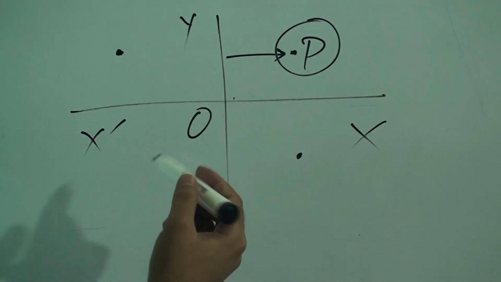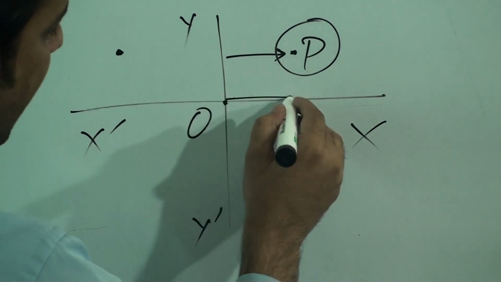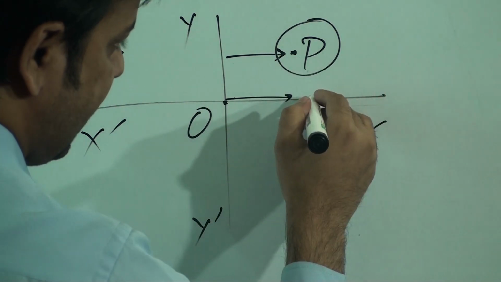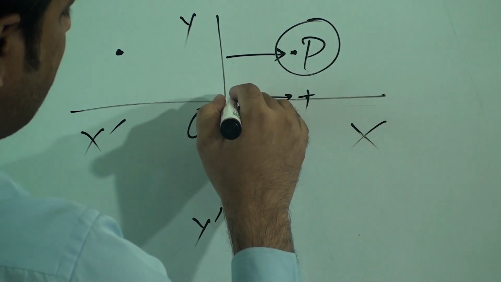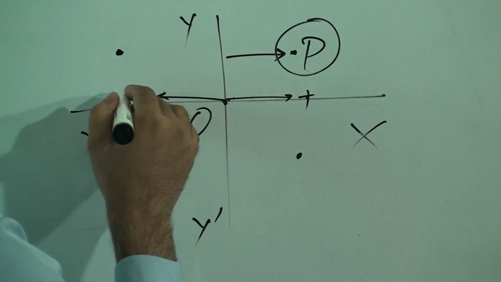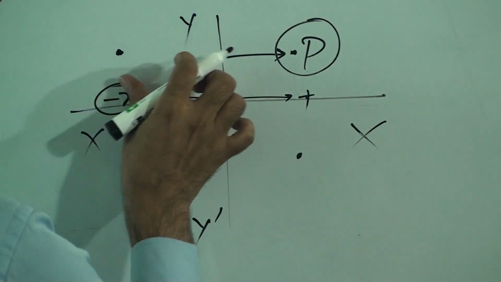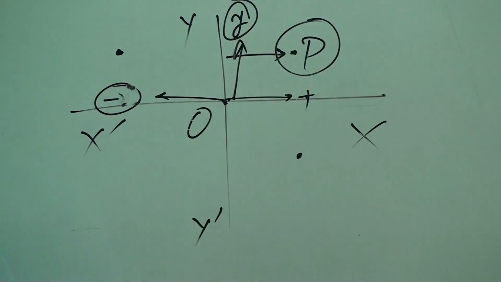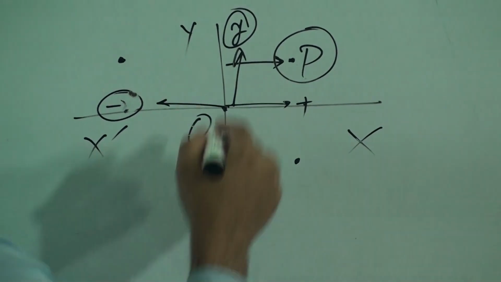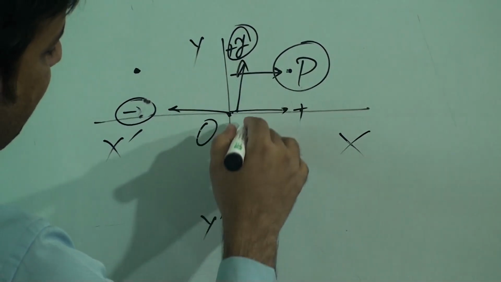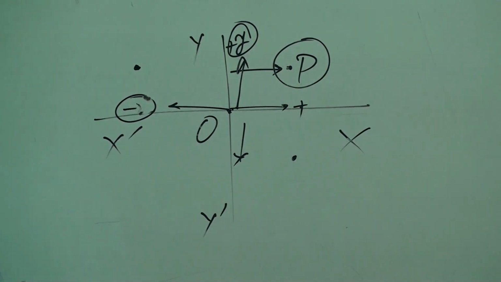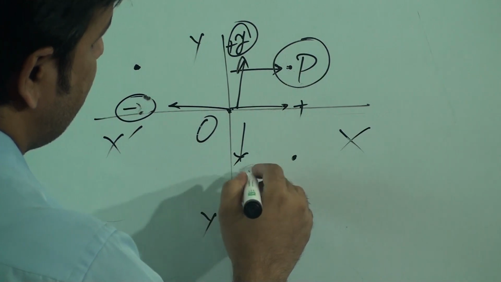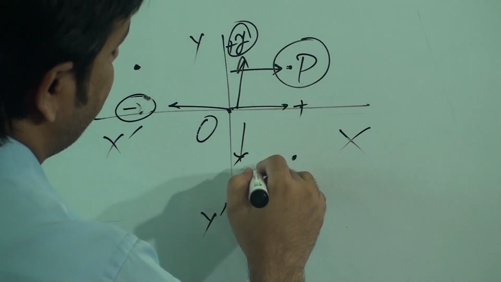It means we can say from 0 to the right the value of the x-coordinate is positive, and if we move to the left the value of the x-coordinate will be negative. If we move upward the value of the y-coordinate will be positive, this will be plus, and if we move below, then the value of y will be negative. This means the ordinate will be negative.